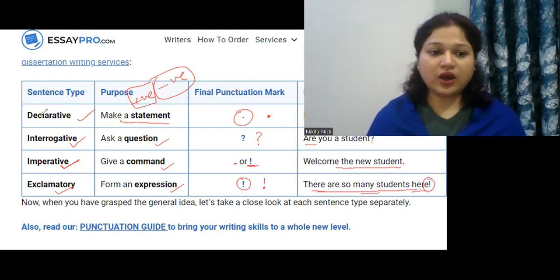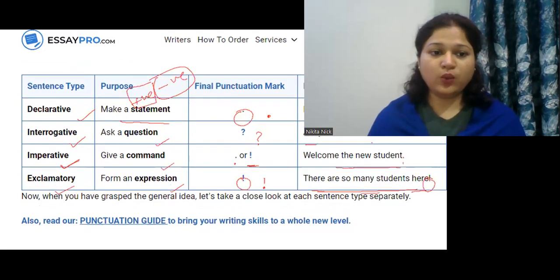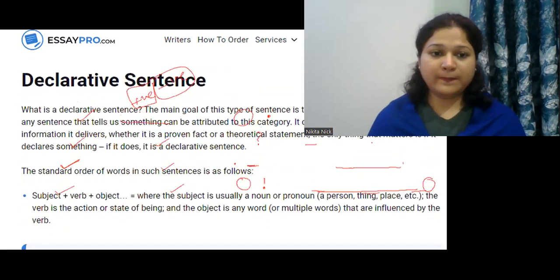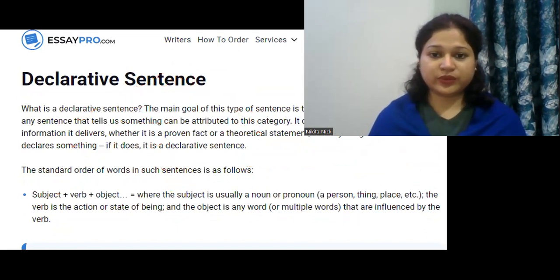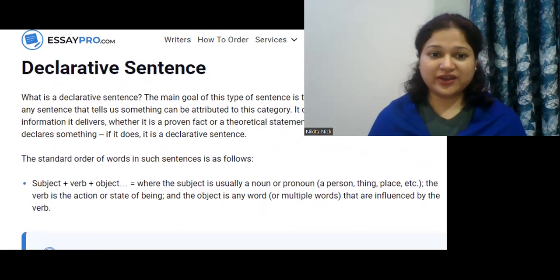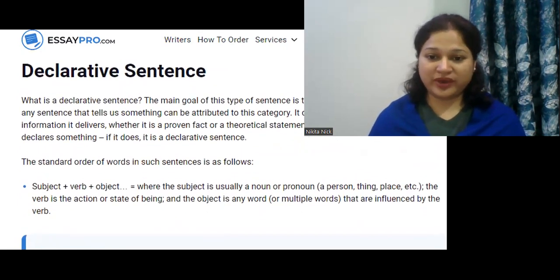Okay. Now, we are going to read one by one about these types of sentences. Make sure you use your copy or pen to learn these things. If you think that something is new for you, then you must write it in your copy so that you can go through it for your revision.